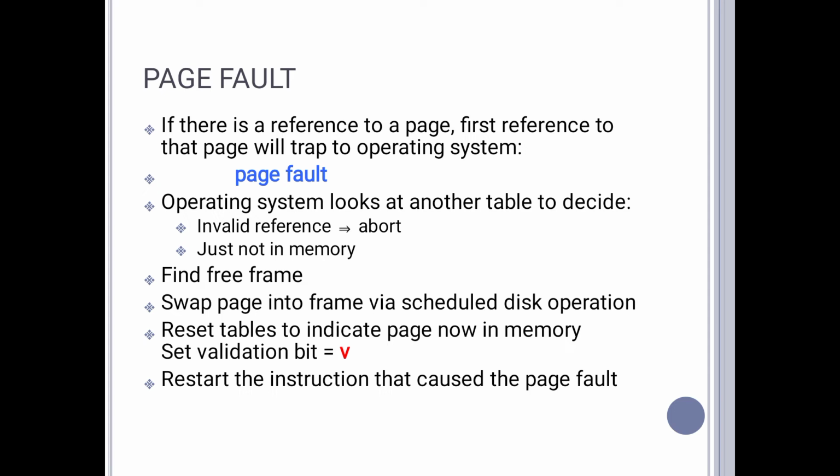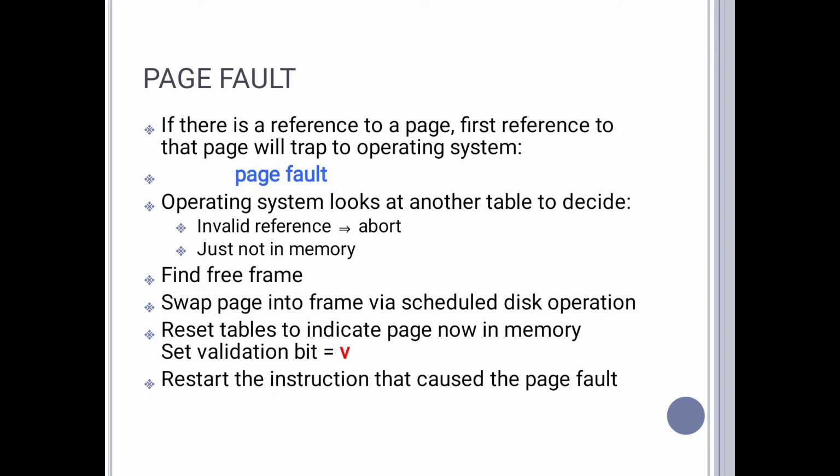But what happens if the process tries to access a page that was not brought into memory? Access to a page marked invalid causes a page fault. The paging hardware, in translating the address through the page table, will notice that the invalid bit is set, causing a trap to the operating system. This trap is a result of the operating system's failure to bring the desired page into memory. Handling a page fault is a straightforward operation, so here is the procedure for handling it.